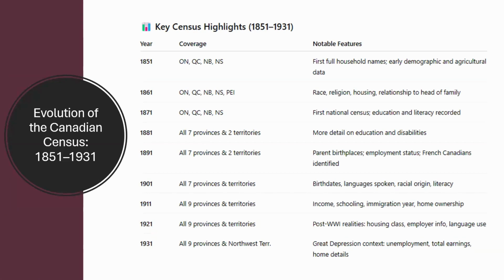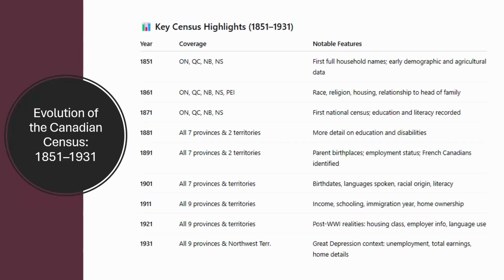1891, we have all 7 provinces and 2 territories. We have parent birthplaces and employment status, and the French Canadians were identified. 1901, the same coverage. And then we have birth dates, very important. Language spoken, racial origin, and literacy. 1911, same. Now we've added 9 provinces. So this is the addition of Alberta and Saskatchewan. We have an income and schooling and immigration year and home ownership.